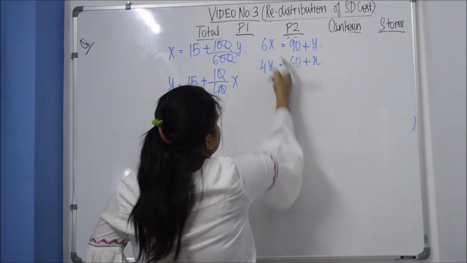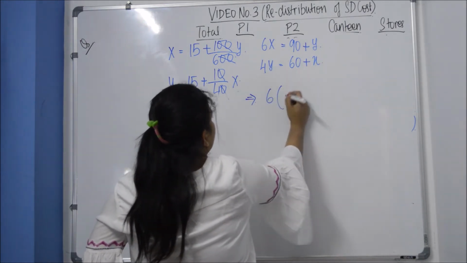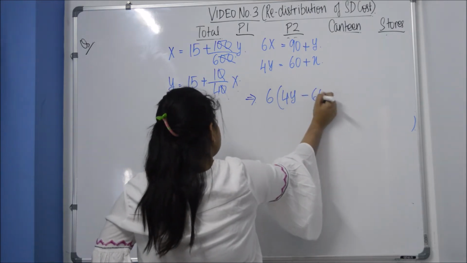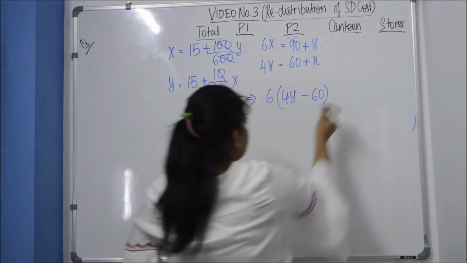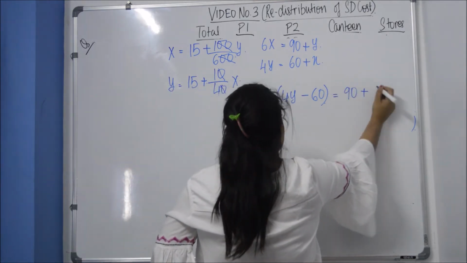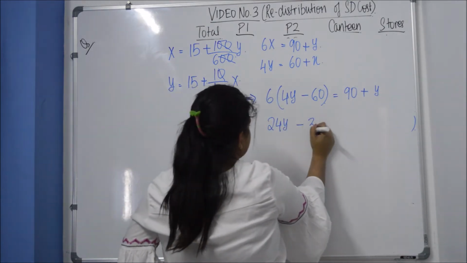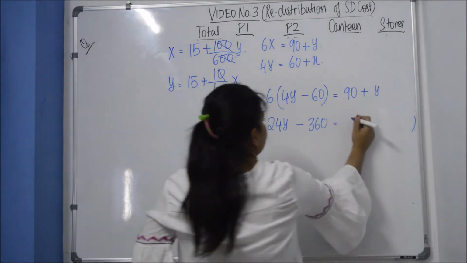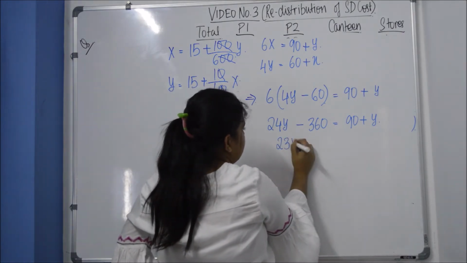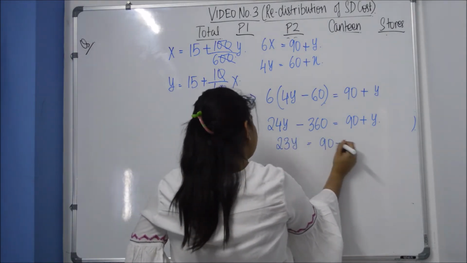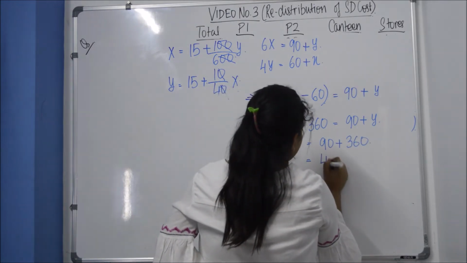Substituting the value of x in the first equation, it would be 6 into 4y minus 60. I have taken minus 60 here, so x becomes 4y minus 60 is equal to 90 plus y. So that becomes 24y minus 360 is equal to 90 plus y. So that becomes 23y is equal to 90 plus 360, that is equal to 450.